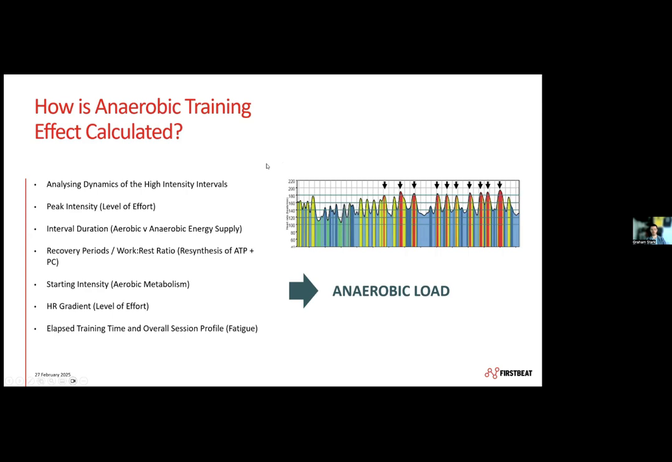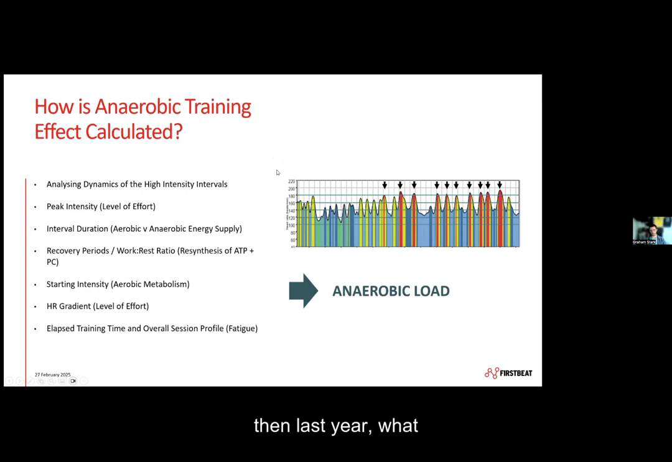So on more traditional zonal based or just percentage max based models, that wouldn't show up as a piece of high intensity work. But because the heart rate has increased so quickly, actually it is high intensity. It just hasn't got into the higher reaches of your heart rate.